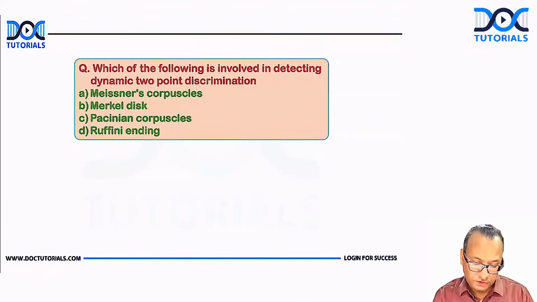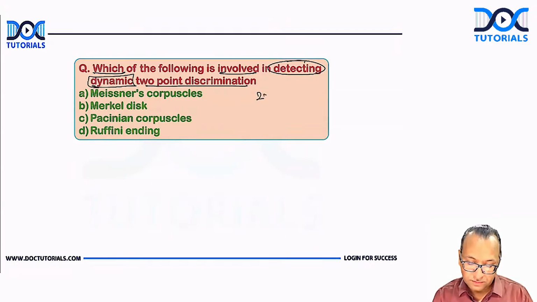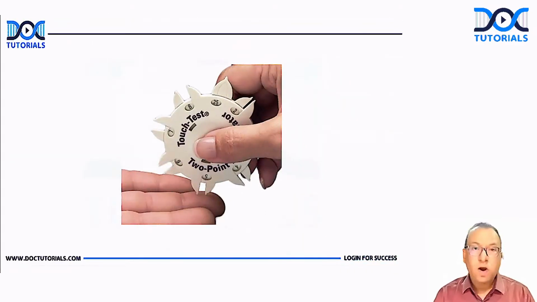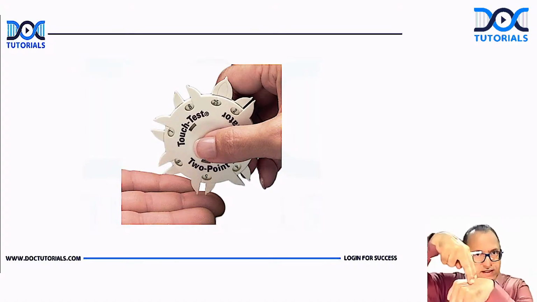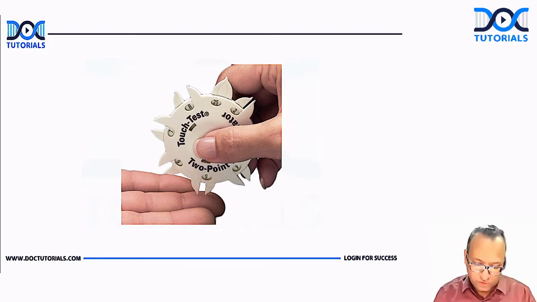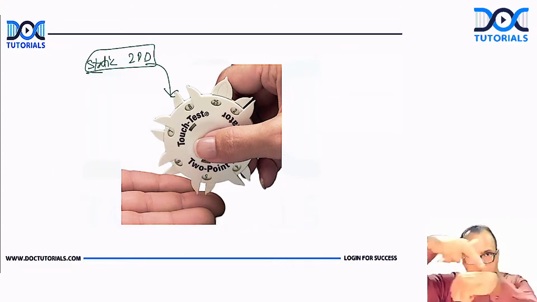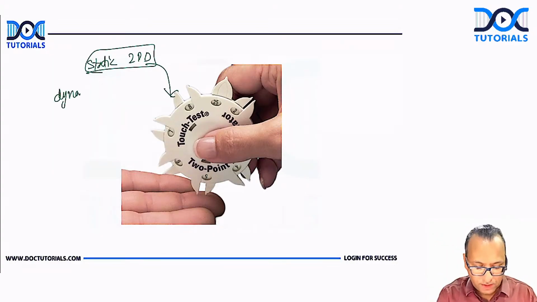Now, going to the next question. Which of the following is involved in detecting the dynamic two-point discrimination? What do you mean by dynamic, and what do you mean by static two-point discrimination? Now, you see here, you are checking for two-point discrimination, and this is static. If you start moving these two points, asking the patient, can you feel the two points moving like that? Then you will say it is dynamic. So who is detecting the static two-point discrimination, which is shown here? And if you start moving, then who is detecting the dynamic two-point discrimination?